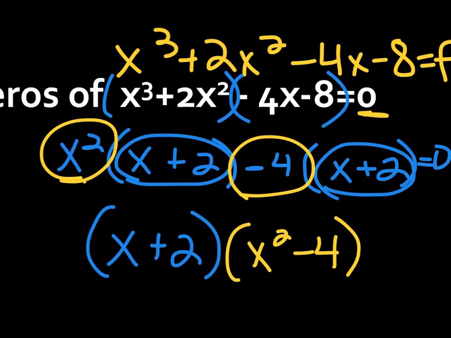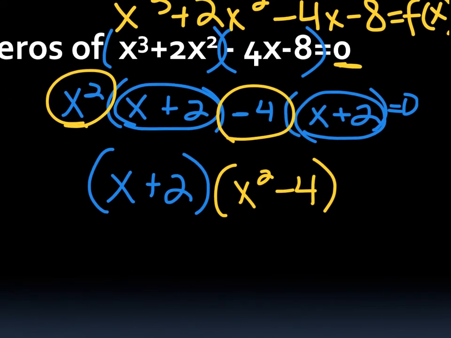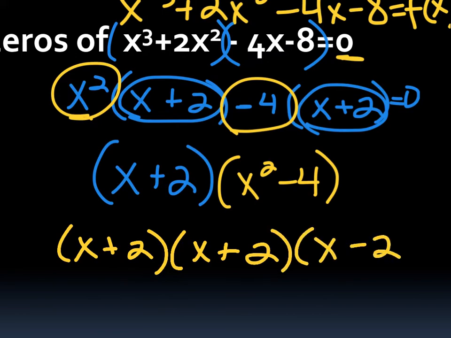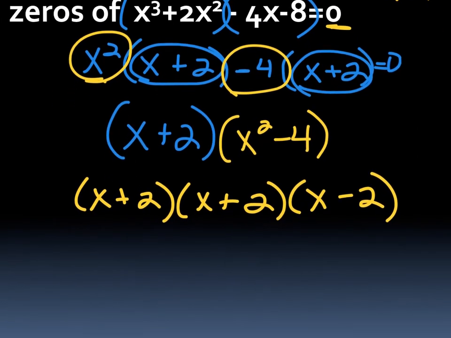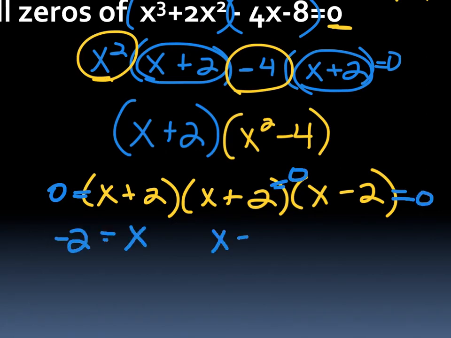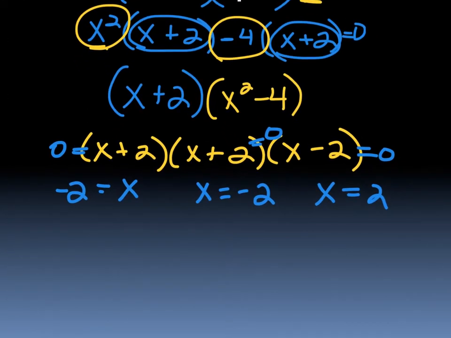Is that factored completely? No. I can do one more thing, which is what? Difference of two squares. If you didn't catch it, then when you go to solve it, you should get plus or minus root 4, which will take care of it. But if you did, go ahead and factor it. So now I set each of these equal to 0. And I get x equals negative 2. I get x equals negative 2 again. And I get x equals positive 2.